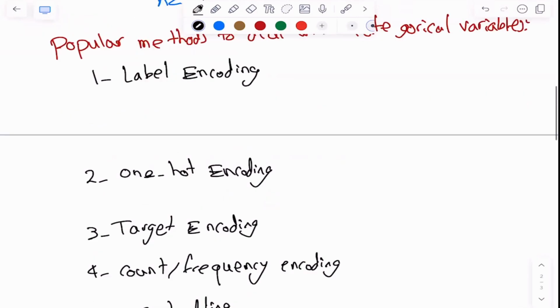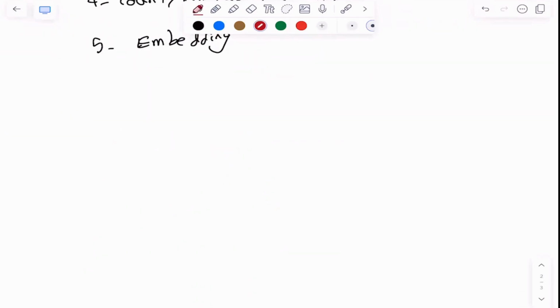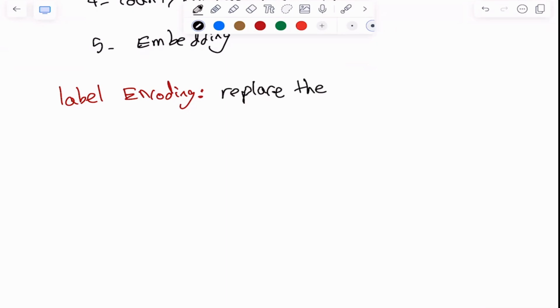All right, let's start. Label encoding. What is label encoding? You want to be very practical and at the same time very efficient. Label encoding, or integer encoding, is a type of encoding where you replace the category or label with an integer. It's just an integer number. Replace the categorical features with integer numbers.